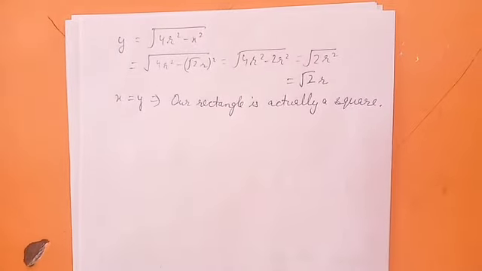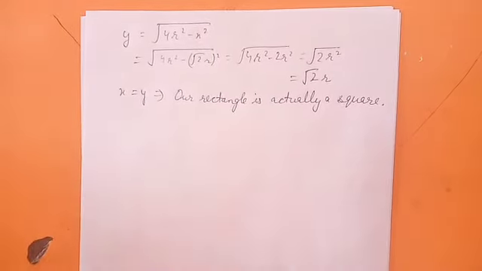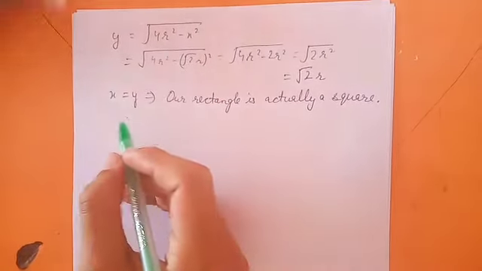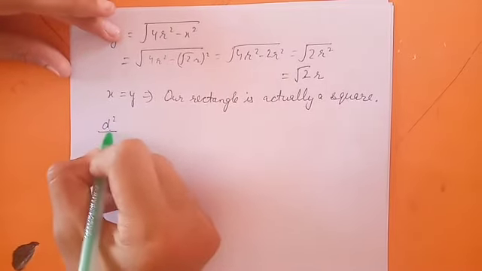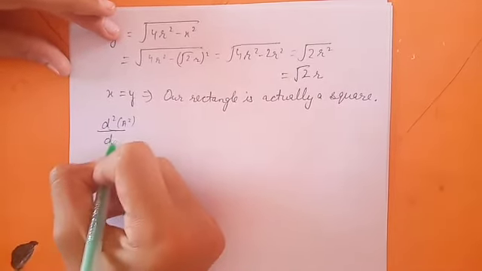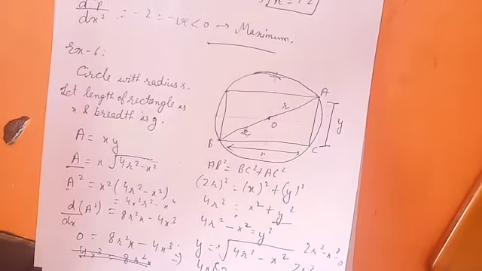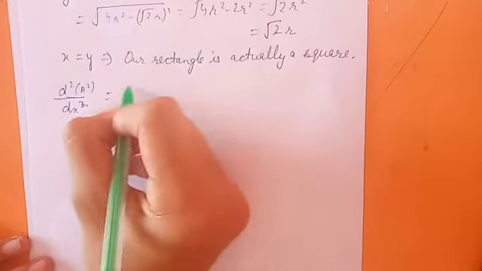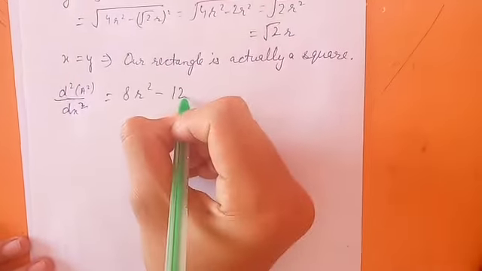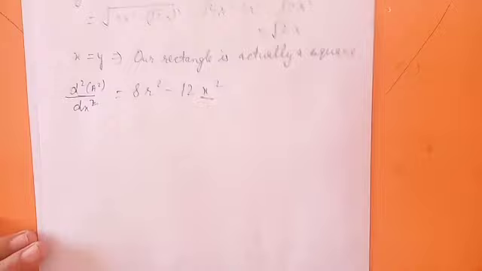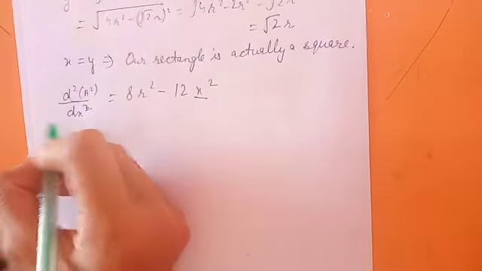Now we need to show that the area is maximum. To find the area as maximum, we will take the double derivative of A square, that is d square A square by dx square. What was our first derivative? First derivative was this, and if you make it the second derivative, then we will get 8r square minus 12x square. Okay, but our x was root 2r, so we will put the value of x here.